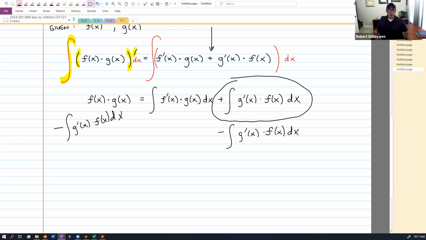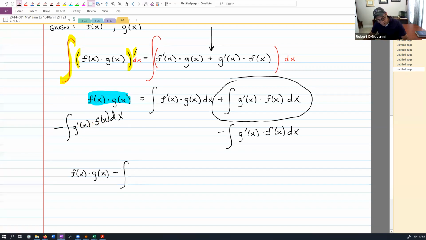So I get a new equation. Here's the equation. The left side is f of x times g of x. That was this piece here. And then I subtracted that integral, so that minus, and then it's going to be g prime of x times f of x, right? This one.